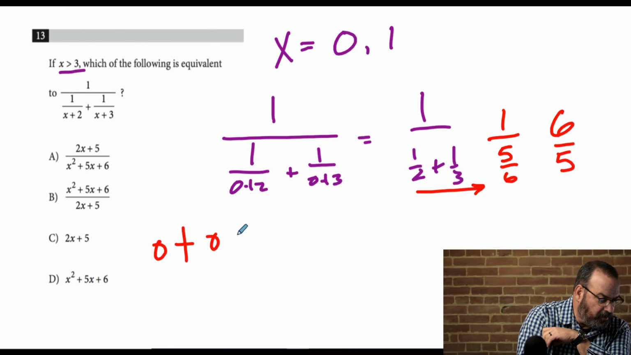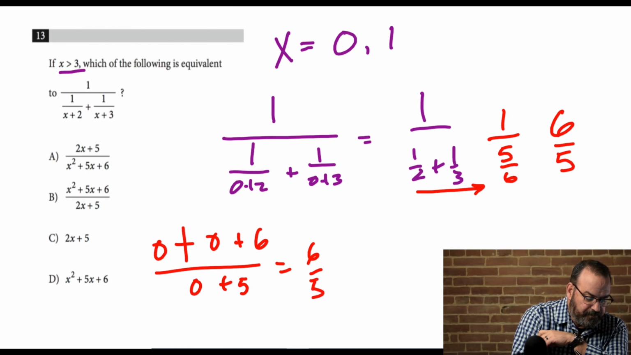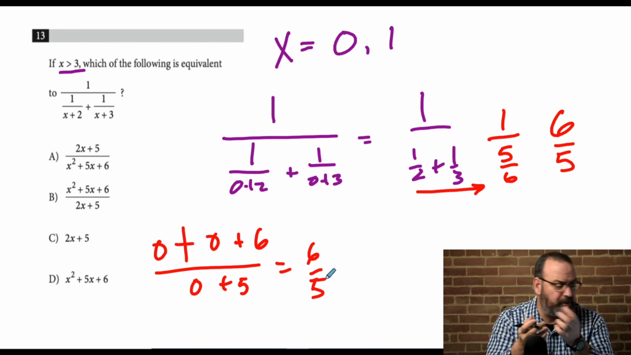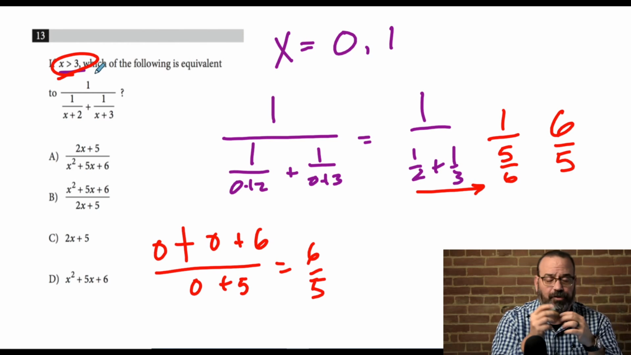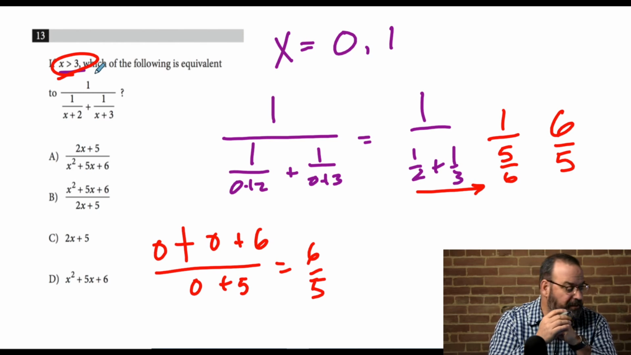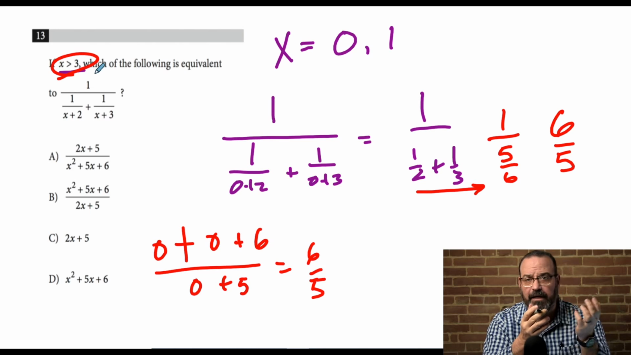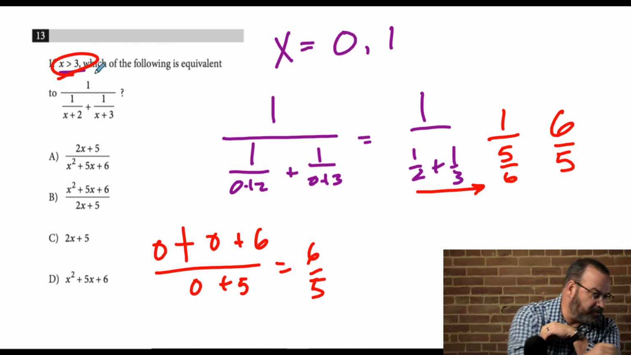0 plus 0 plus 6 over 0 plus 5 equals 6/5. That's really ugly algebra, but really easy if I put x equals 0. Students argue with me all the time. But the question says x is greater than 3, Phil. No, I don't care. Plug in 0. Plug in 1. If 0 doesn't work, plug in 1. You can plug in any number, but the SAT always does these rational functions on the calculator section. And the answer is B.